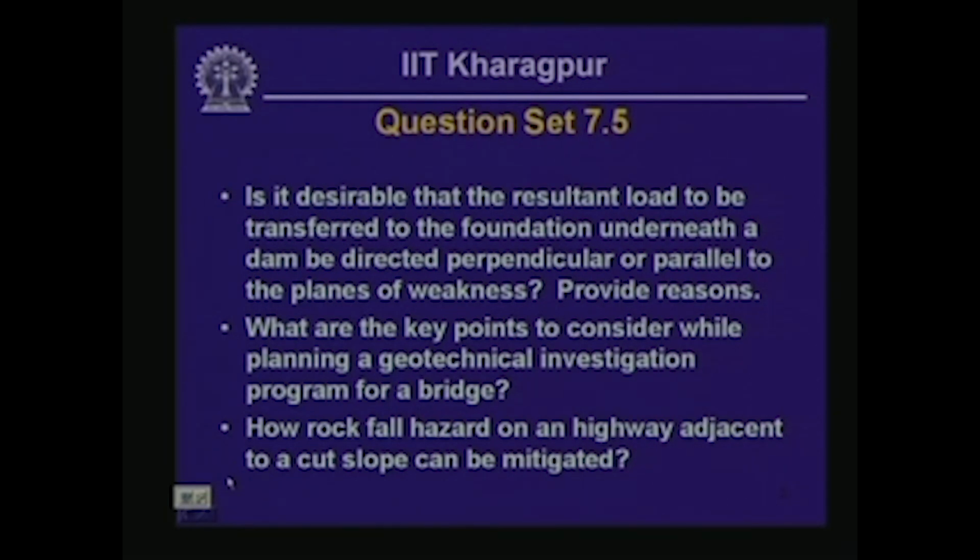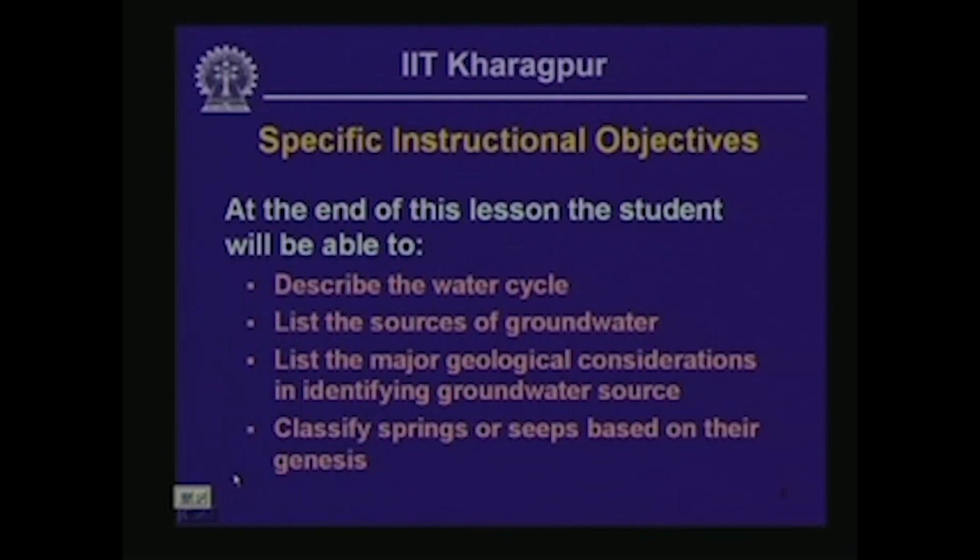Now we move on with today's lesson. So what we want to accomplish at the end of this lesson, we would like to be able to describe the water cycle, the so-called water cycle. We should be able to list potential sources of groundwater. We should be able to list the major geological considerations in identifying groundwater sources, and finally we should be able to classify springs and seeps based on their genesis.